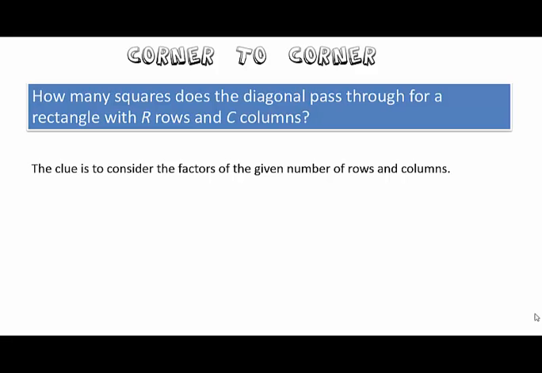A clue is that you should consider the factors of the given number of rows and columns. For example, if there are 5 rows and 10 columns, what are the factors of each number? To give you an idea of what is happening, please look at the following program that allows you to create rectangles of any size and count the number of squares. It can be downloaded from my website. The website will also give you the solution to the puzzle.